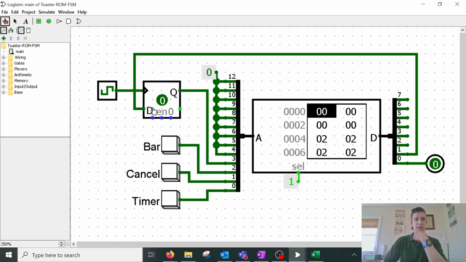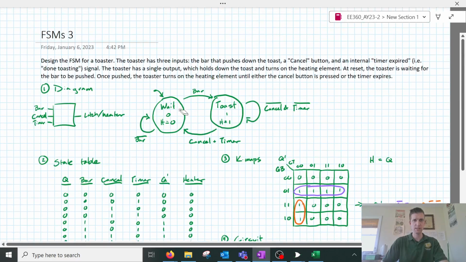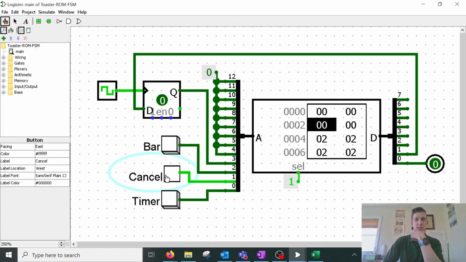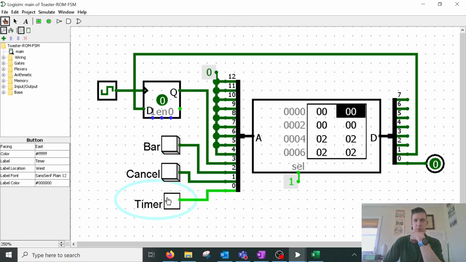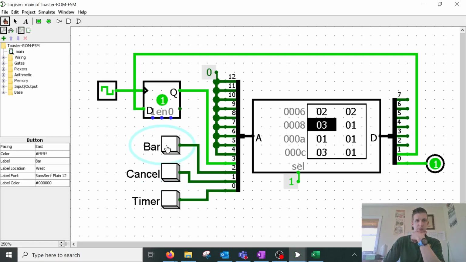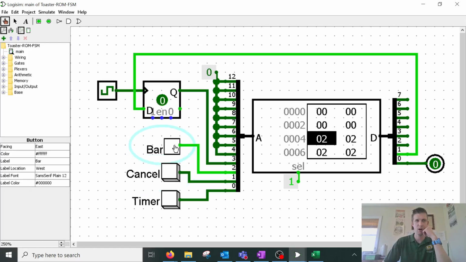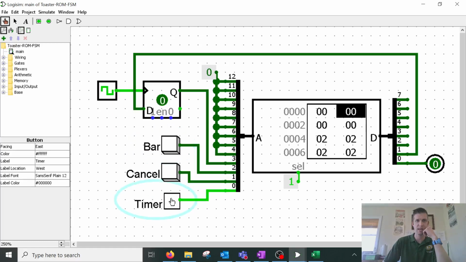You can see I'm hanging out here in state 0, which was the wait state. Nothing happens if I press my cancel button. Nothing happens if I press my timer button. But as soon as I press my bar, right, I'm pushing down the bar on the toaster, then I went into my state here where I'm starting to toast my device. If I press the bar again, nothing's happening. But as soon as I press the cancel button, or if the timer were to expire, I would return to my 0 state.